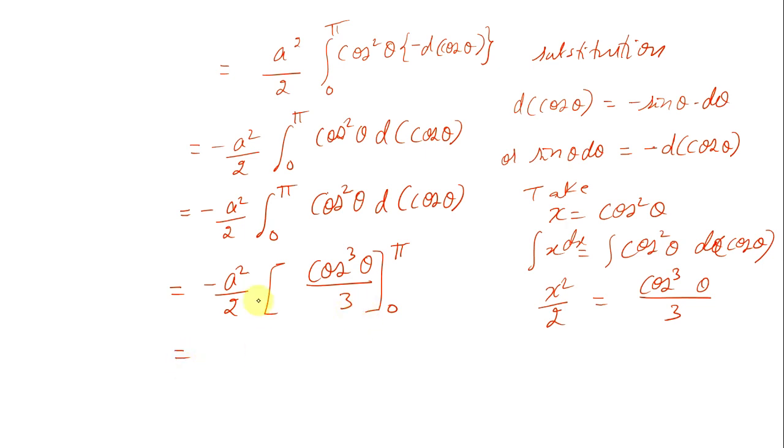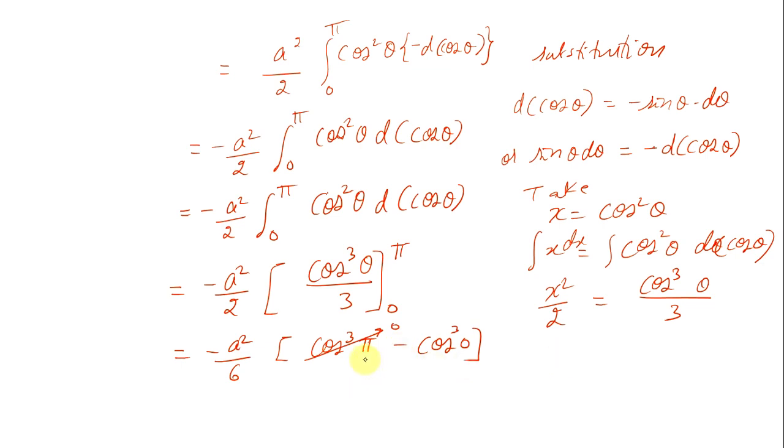So I will take out 3 outside. So this will be minus a square upon 6. 2 into 3 is going to become 6. And cos cube pi, or we can see if we substitute, cos cube pi is 0. Cos cube pi minus cos cube 0. So this is 0.